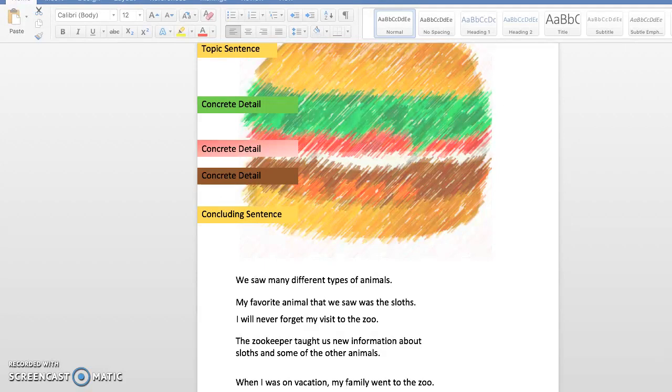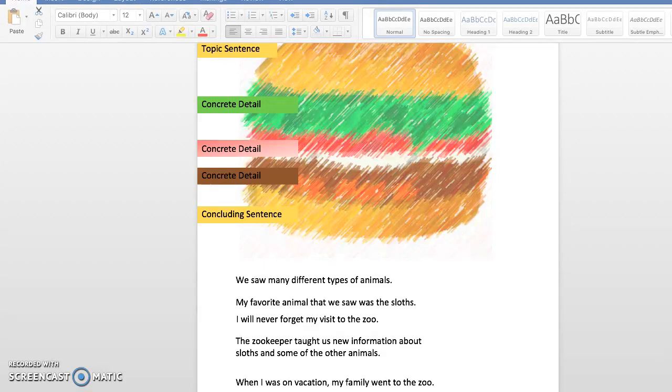So mine might look a little bit different because I'm using a different program, but essentially the method to separate each part of a paragraph is the same. So first we're going to look for our topic sentence. And the topic sentence, as a reminder, is to introduce what we will be talking about. We need to let the reader know what the paragraph is going to be about.